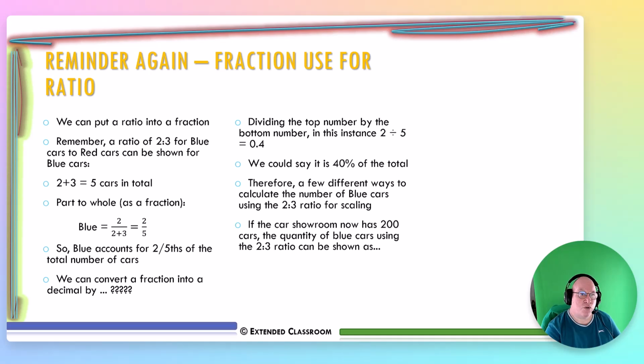So if we're still looking on the basis of that ratio of 2 to 3, so if the car showroom now has 200 cars, what's the quantity of blue cars? Well, we've just worked out it's 40%, 0.4. So multiply 200 by 0.4, 80 blue cars out of the 200 total cars.